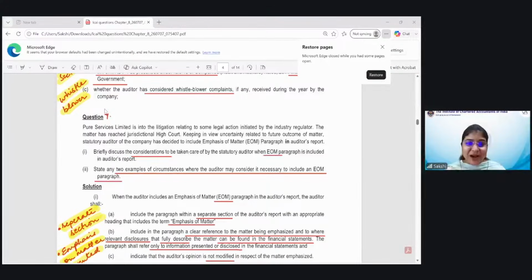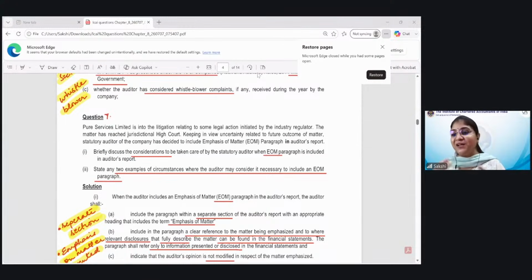When is it an emphasis of matter? The auditor is just trying to emphasize this matter. It is there in the financial statement, presented and disclosed somewhere, but the auditor is trying to emphasize it. See, it is there in note number so and so, in annexure so and so, and we are emphasizing this matter because it is relevant to the users of financial statements, and just going through the financial statements, they might skip this information. So we are emphasizing the same.